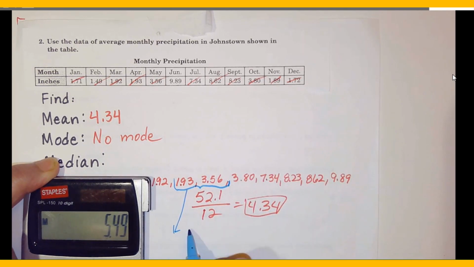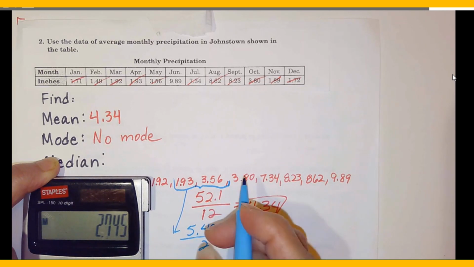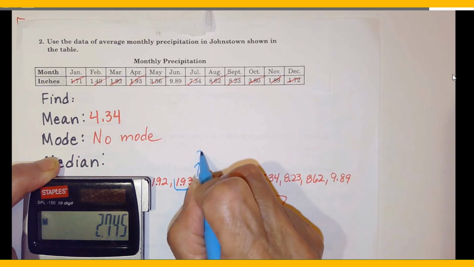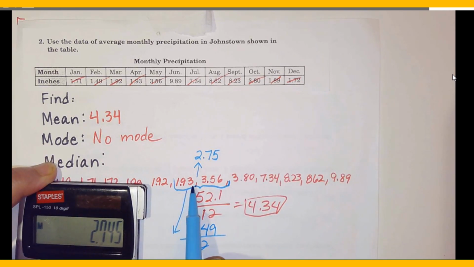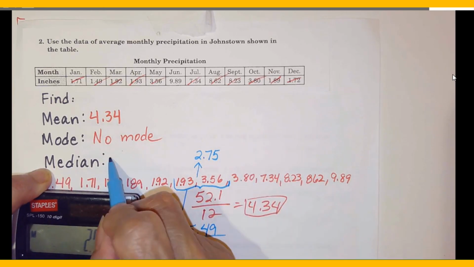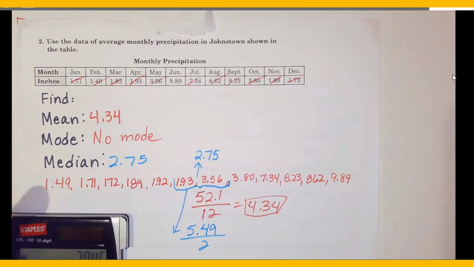let's put it down here, equals 5.49 divided by 2. Equals 2.745 or 2.75. And there you have it. Look, this is between 1.93 and 3.56, so you know that that is correct. So that is your median. And then you have it, 4.34 and 2.75. No mode because they're all different numbers. Excellent.